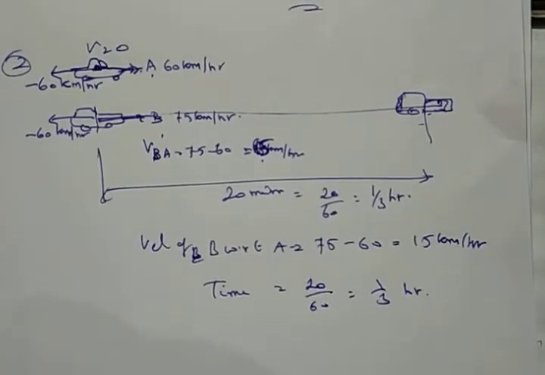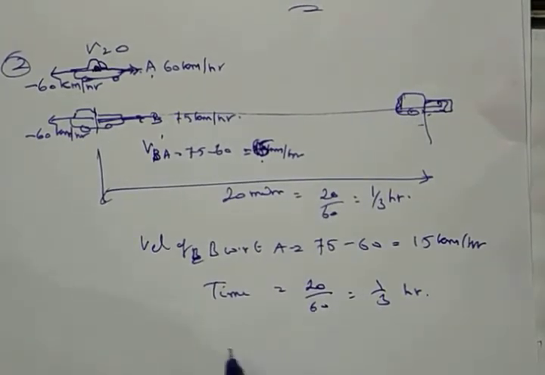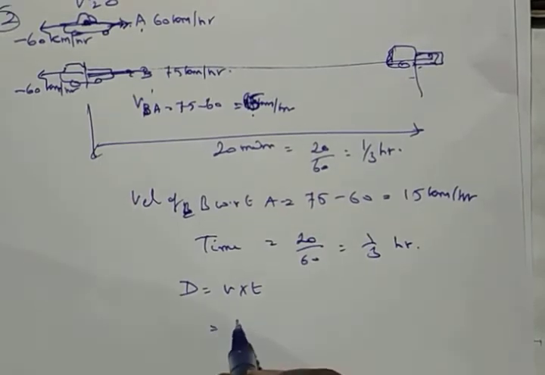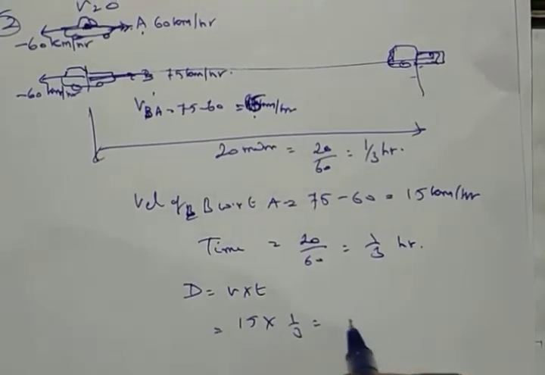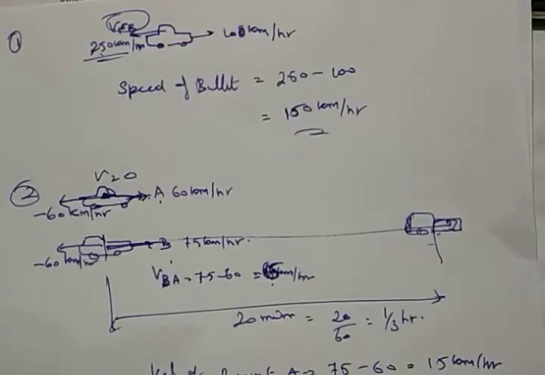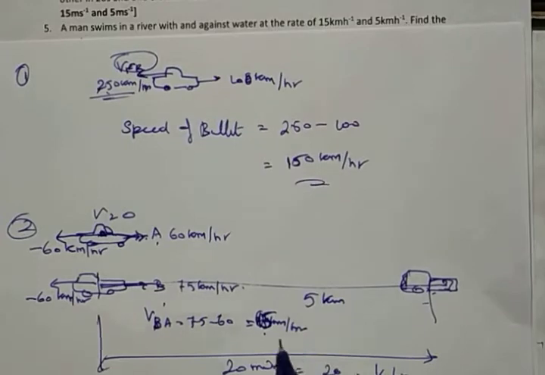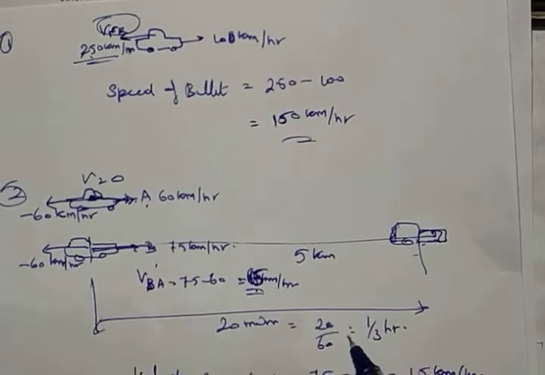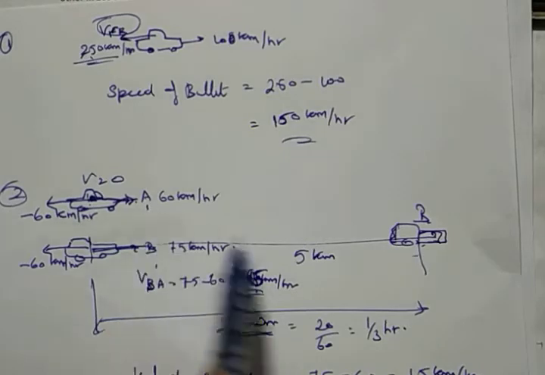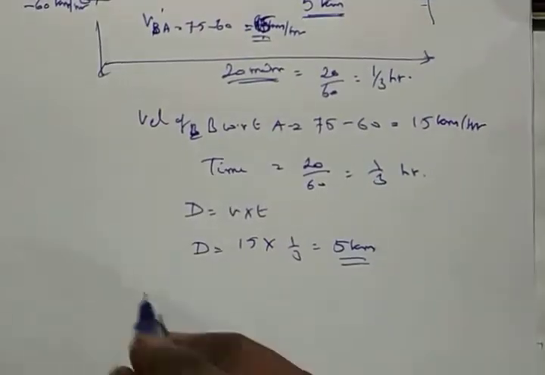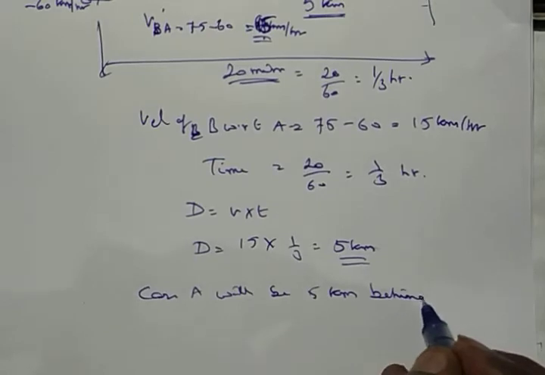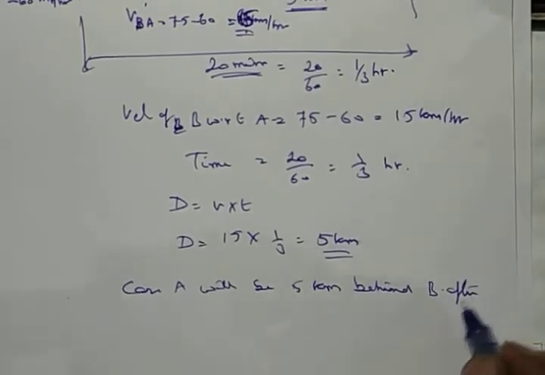So what is the next step? You have to find the distance. Distance is equal to velocity into time. So what is the velocity here? It is 15, into time 1 by 3. So it's going to be equal to 5 kilometers. So this will travel 5 kilometers with the speed of 15. After 20 minutes you will see car B will be here and car A will be here. Car A will be how much distance behind? 5 kilometers behind. So car A will be 5 kilometers behind B after 20 minutes.